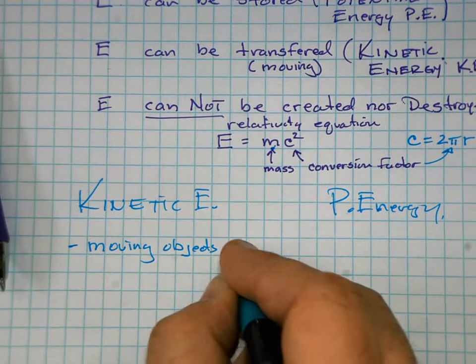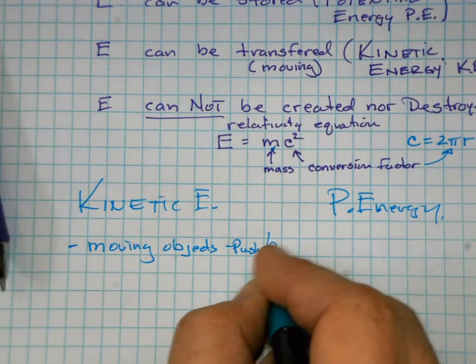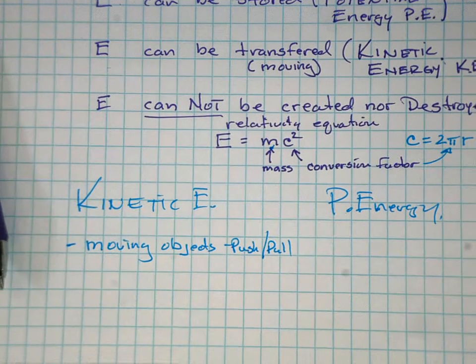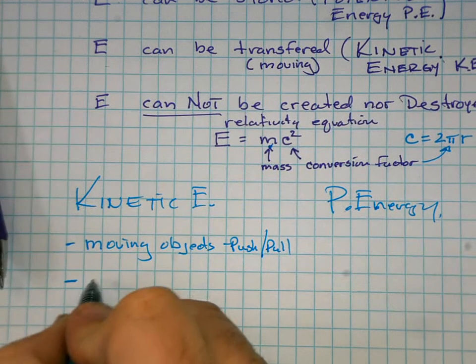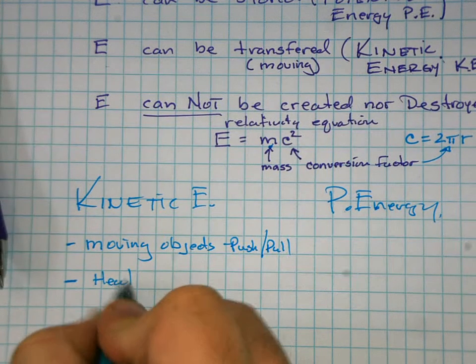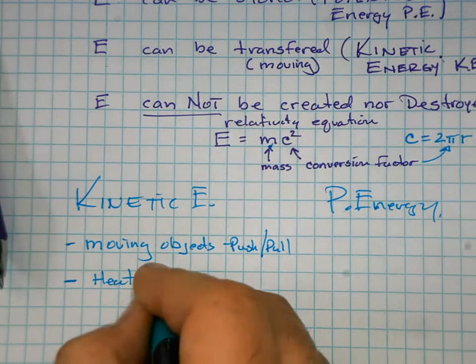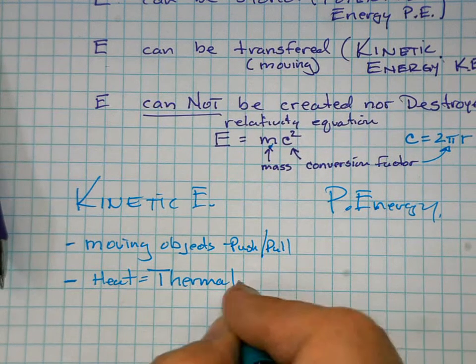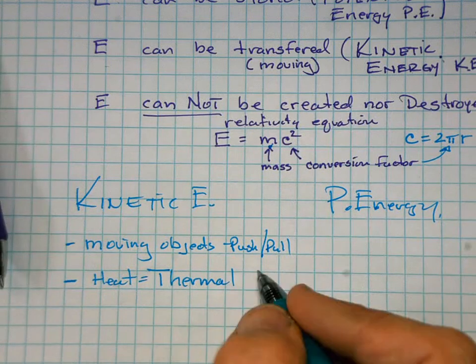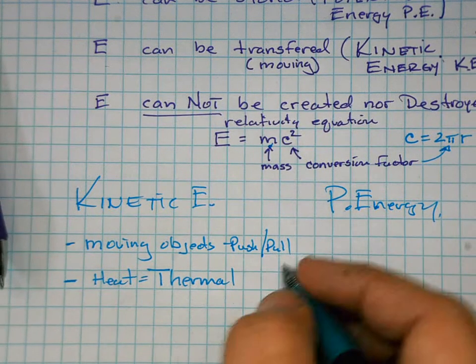Which happens because of a push or a pull. That's getting back to your 8th grade physics. Heat is also a type of kinetic energy. We call it thermal to be more fancy, but heat and thermal, that's moving, vibrating molecules.